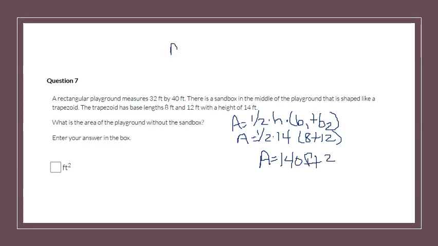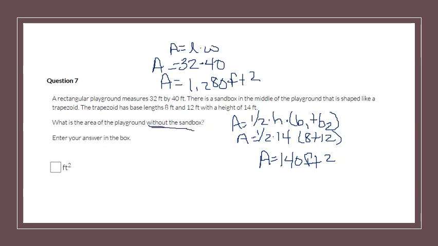Now the whole playground is a rectangle, 32 by 40. So I'm just going to multiply those and get the area of the entire playground, and that area is 1,280 square feet. So the area of the playground without the sandbox, I'm going to subtract those. 1,280 minus 140. So the area without the sandbox is 1,140 feet squared.